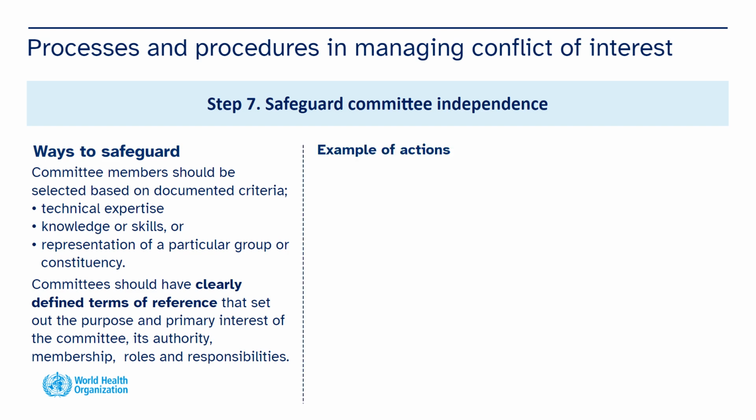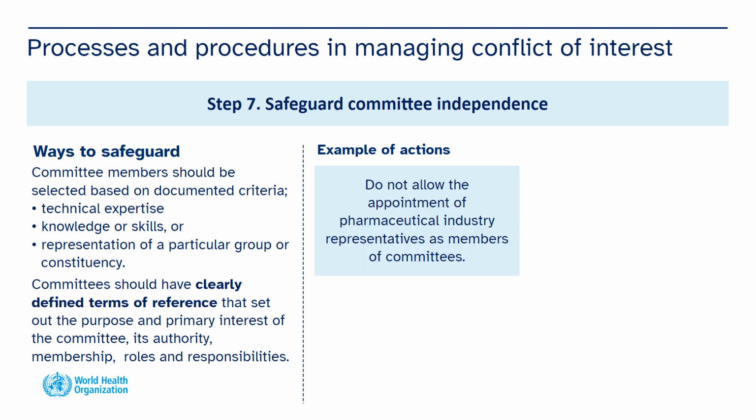Let's look at some examples of actions to safeguard a committee's independence. First, do not allow the appointment of pharmaceutical industry representatives as members of committees. Particularly those committees that make decisions on the registration, selection, pricing, and procurement of pharmaceutical products and licensing of pharmaceutical manufacturers. If needed, industry viewpoints can be solicited through other mechanisms such as stakeholder consultations.